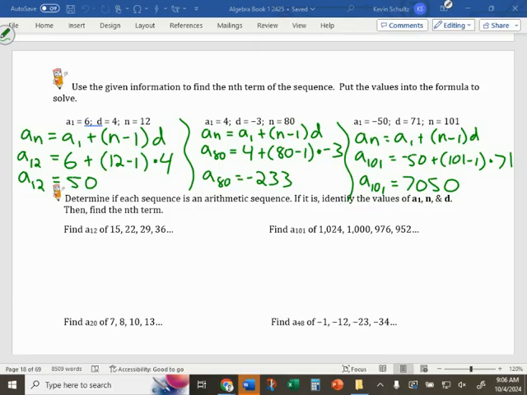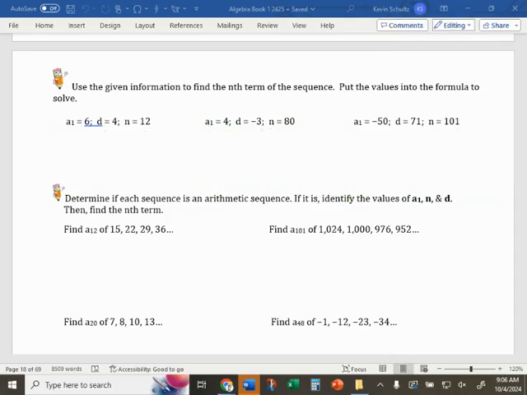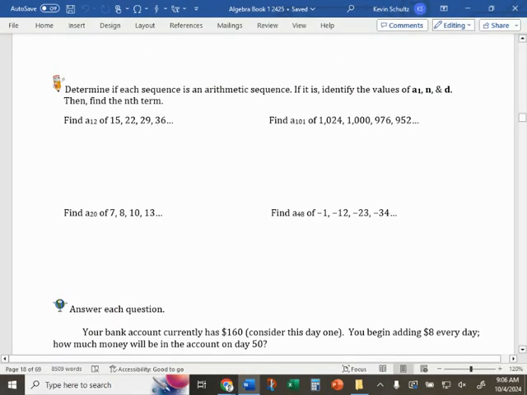I see it now. Because the n equals 101, you put it in for the n's, and A1 equals negative 50. Yes, so it all comes together now. Great. Okay. Anyone else? Questions? Okay. Your job says, first of all, determine if each sequence is an arithmetic sequence.